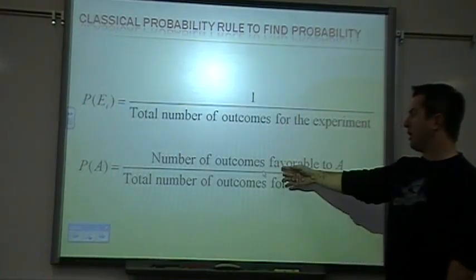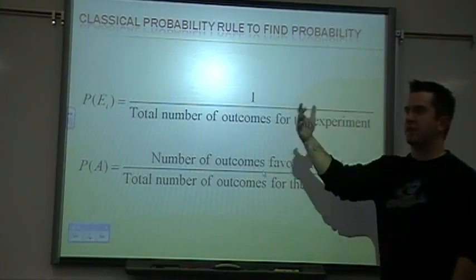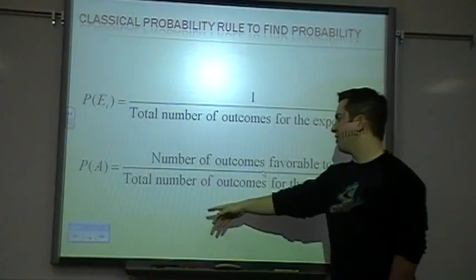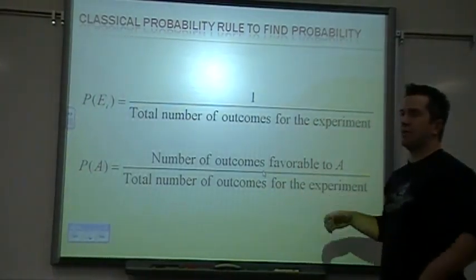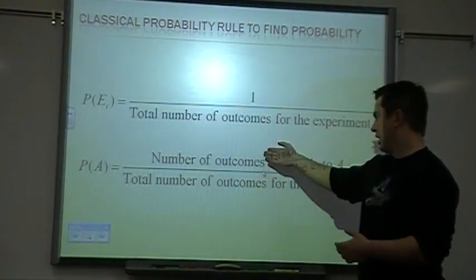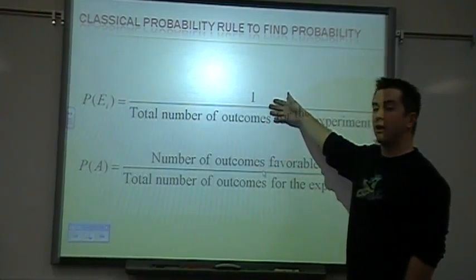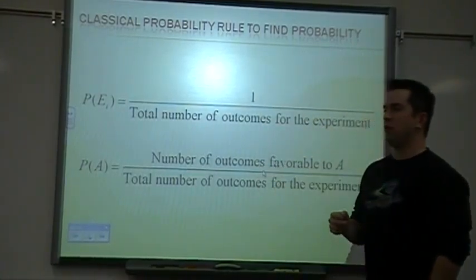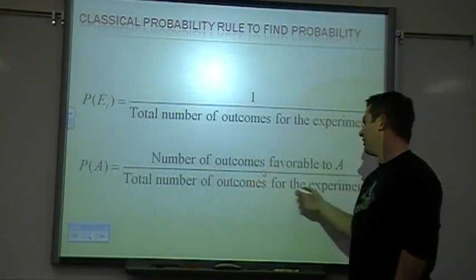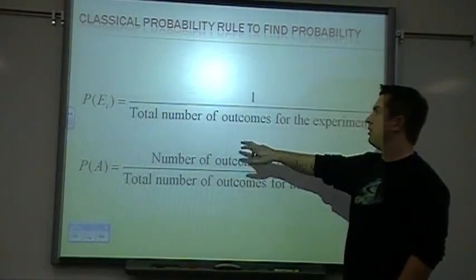Your other one is the number of outcomes favorable to A. So you pick A, let's say it's a 2 on the dice, versus the total number of outcomes for the experiment. So you did the experiment, you rolled the dice 12 times, you got 3 2s. It'd be 3 out of 12. That would be your experimental probability. This would be your theoretical, this would be experimental. You go do it, count up the number of times that happened, divide it by the number of times you rolled the dice, you flipped the coin.